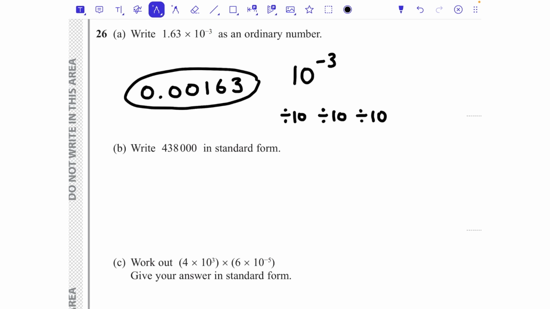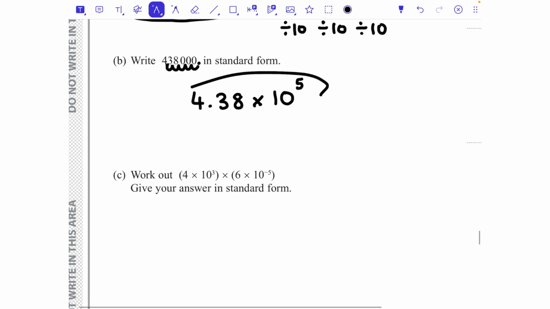Part B, write 438,000 in standard form. So writing a number in standard form, we need this bit here where it is a number between 1 and 10, can't equal 10, but between 1 and 10, it can equal 1, times 10 to the power of something. So it's going to be 4.38 times 10 to the power of something. Now I can see that this has been times by 10. I want the decimal point to be here, and the decimal point is currently here. Now, obviously, it's not the decimal point moving, it's the numbers, but it's far easier to move a decimal point, so that's why I'm going to say that. 1, 2, 3, 4, 5 jumps, so that is 4.38 times 10 to the power of 5.